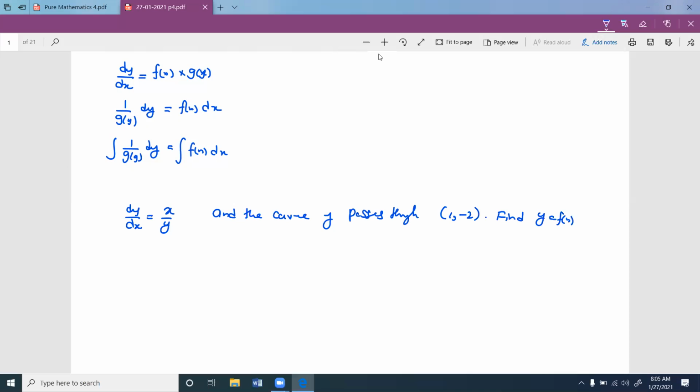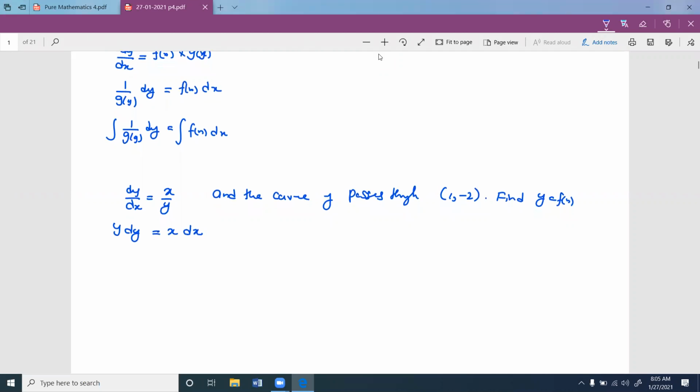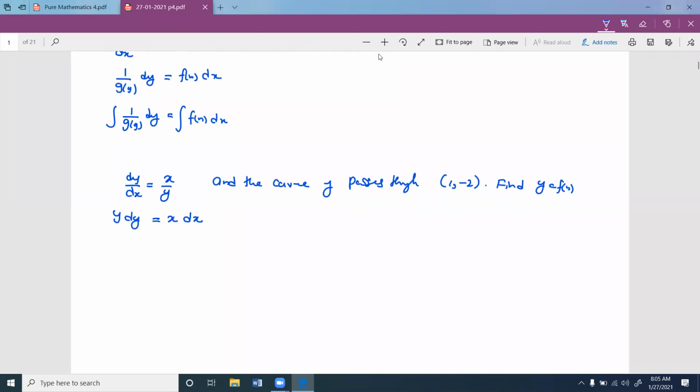Initially, you have to keep dy and dx on one side, taking the x variables to one side and the y variables to the other side. So you can write y dy is equal to x dx. This is pretty simple, we just isolated dy and dx. When you do this isolation, dy and dx should come to the numerator. Then in the next step, you can integrate them separately: integral of y dy is equal to integral of x dx.